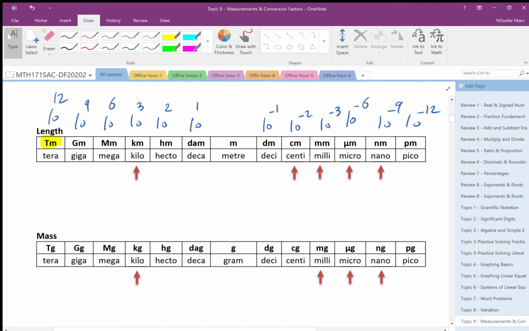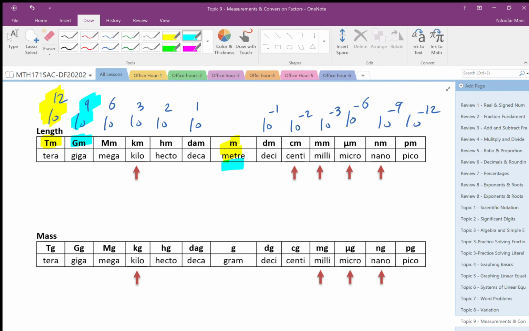So if I see terameter, it means terameter is equal to 10 power 12 meter. The next one, gigameter, is 10 power 9 meter. All of these numbers show that the top one is that number multiplied by the one in the middle, which is the base one, so 10 power 0.